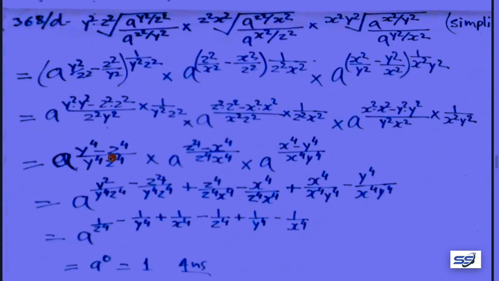Now every power is added. After separating, this middle minus shall be separated into two forms. So it comes like this. After cancellation, y4 cancels, z4 cancels, x4 cancels, y4 cancels. After the cancellations, it comes to a to the power 1 upon z4 minus 1 upon y4 plus 1 upon x4 minus 1 upon z4 plus 1 upon y4 minus 1 upon x4. Now in this way we see that everything cancels each other. After cancellation of everything, it comes to a to the power 0 equal to 1. 1 is our required answer.